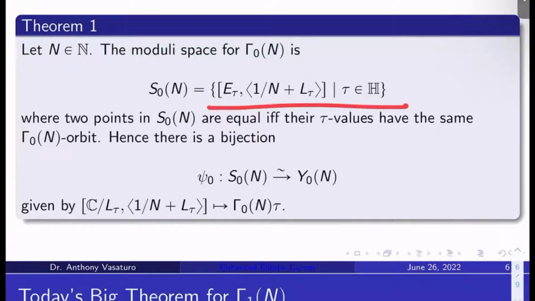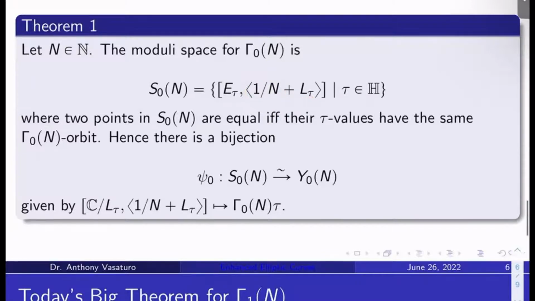Well, it's the set of all equivalence classes that take the following form: E sub tau, comma, the group generated by 1 over n plus the lattice. In other words, the coset of 1 over n, for tau in H. So you can boil down the moduli space for Gamma 0 of n to just equivalence classes of this very specialized form: your generic elliptic curve attached to a tau in H, and then your generic cyclic subgroup of order n, just generated by a typical coset of 1 over n plus your lattice.